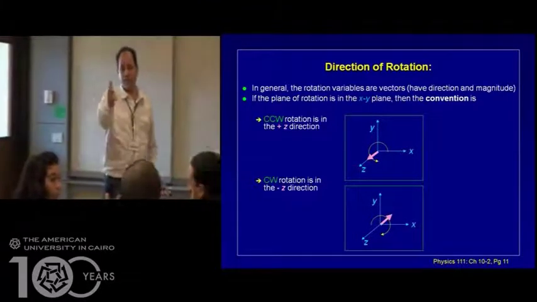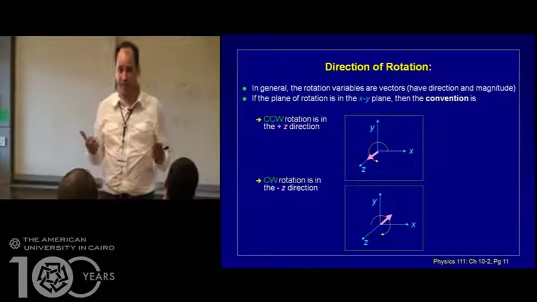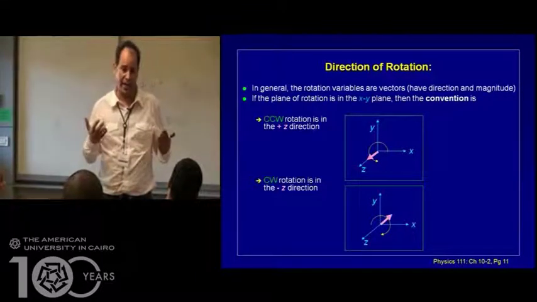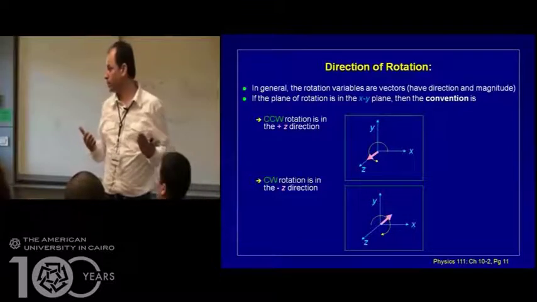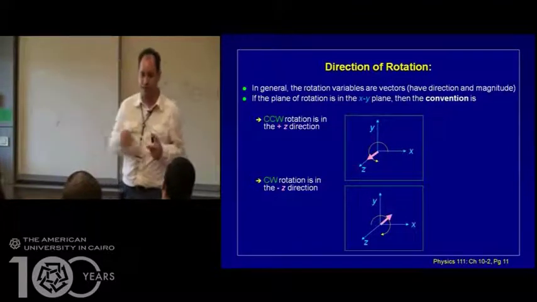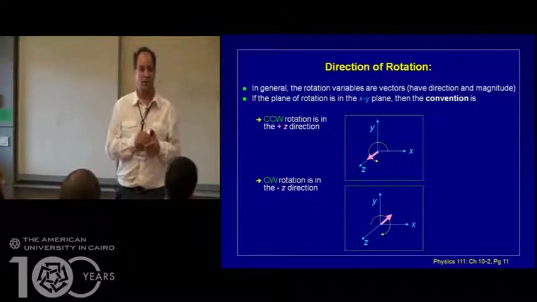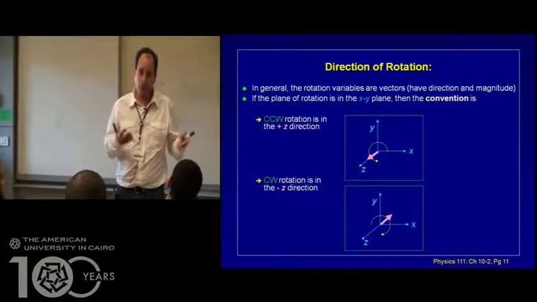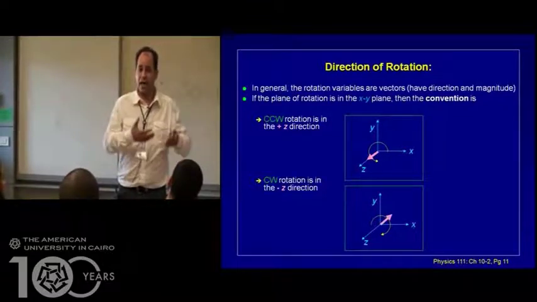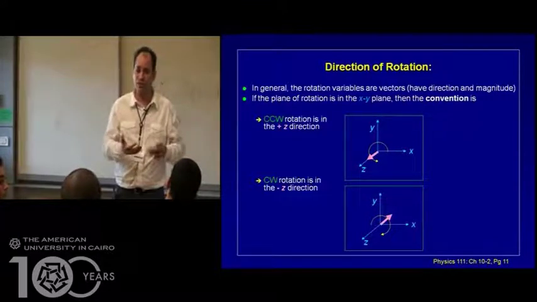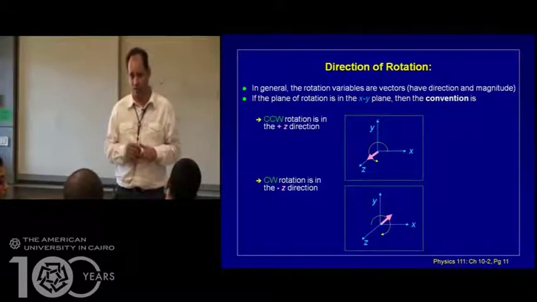This is a rule that we have to come up with. That's something that all scientists agreed on. We need to specify a direction for the rotation. This is used in magnetism later on. When you come and take physics 112, I will tell you more about this. We need coordinates in order to describe directions, right?